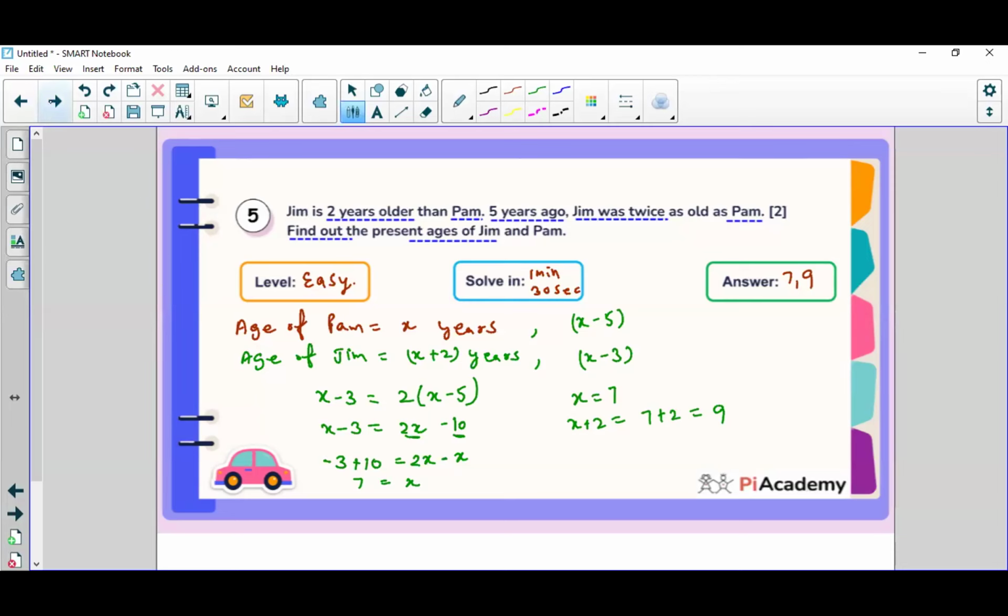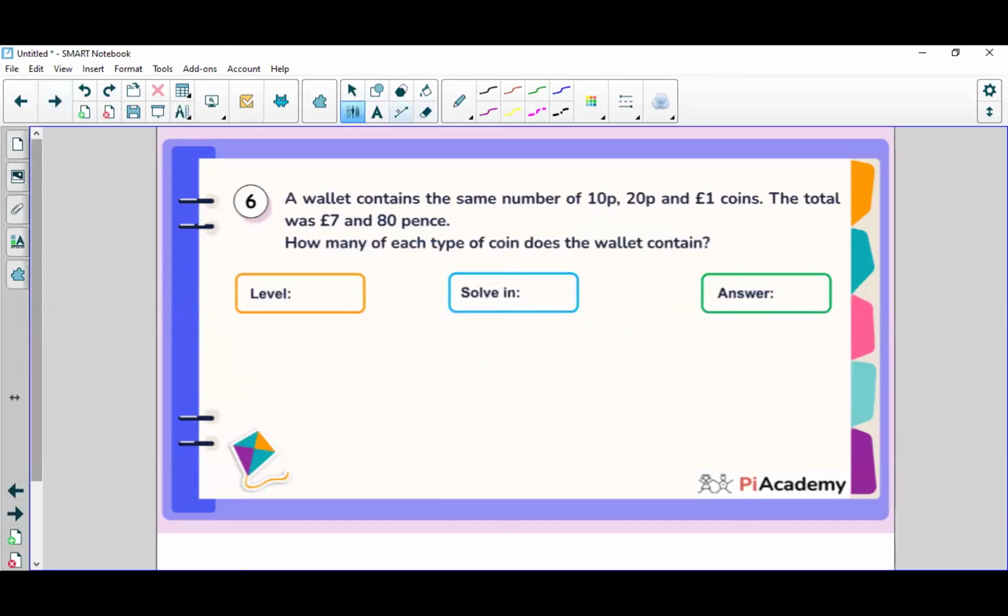Let's move to the next one. A wallet contains the same number of 10p, 20p, and pound 1 coins. Same number. So if it is saying same number, we can just assume x coins of 10p, x coins of 20p, and x coins of pound 1. Now, what is the total here? The total is 7 pounds and 80 pence. So how many of each type of coin does the wallet contain?